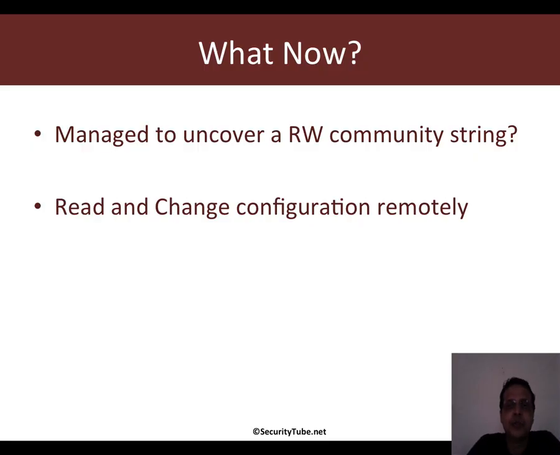So you've managed to crack and uncover the community string, either via default community string lists, brute force or a dictionary attack, and you've uncovered a read-write community string. So the question arises, now what? This is where we will look at the post-exploitation aspect, where using the read-write community string, we can change some of the configuration on the router.